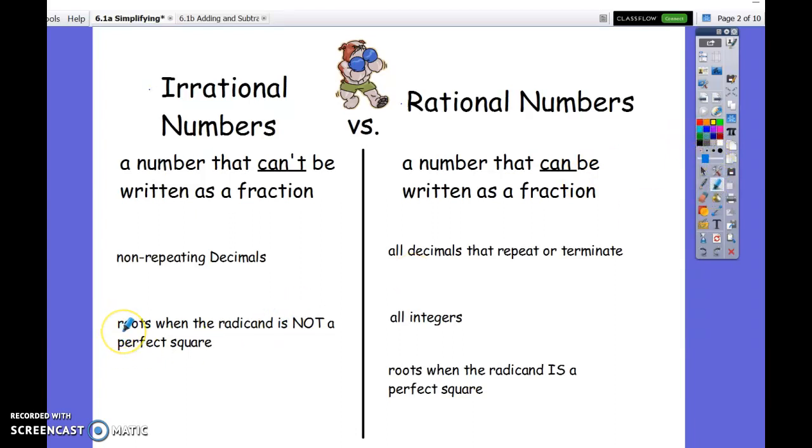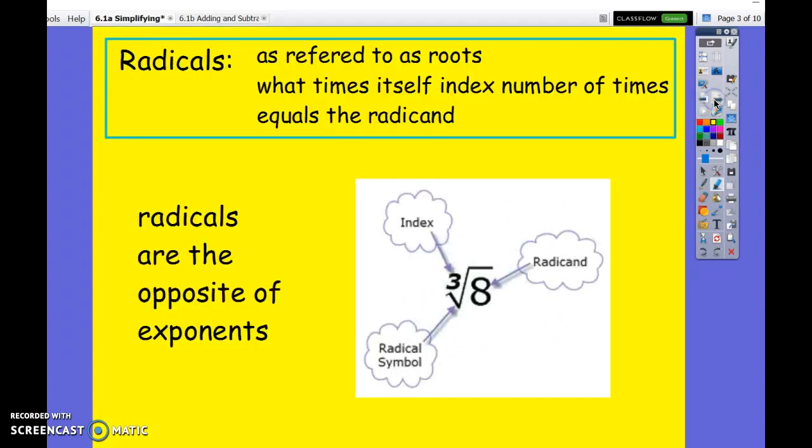So as we're talking about roots or radicals, an irrational number is a root when the radicand is not a perfect square, and a rational number is the root when the radicand is a perfect square. Okay, so just keep those definitions in the back of your mind as you're watching the rest of the video.